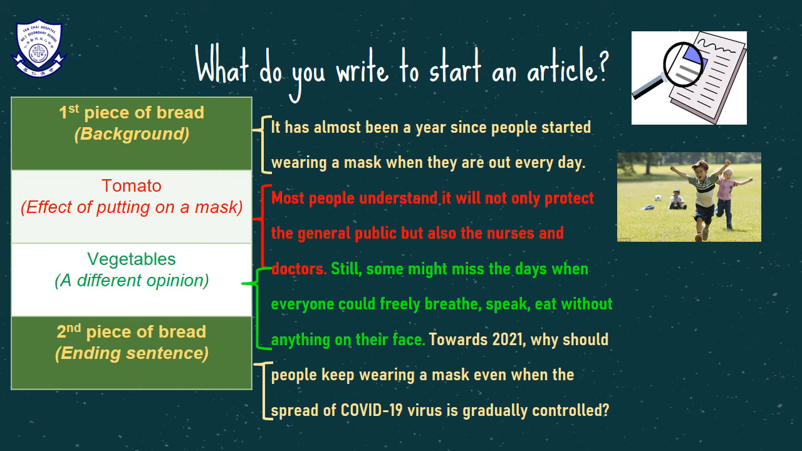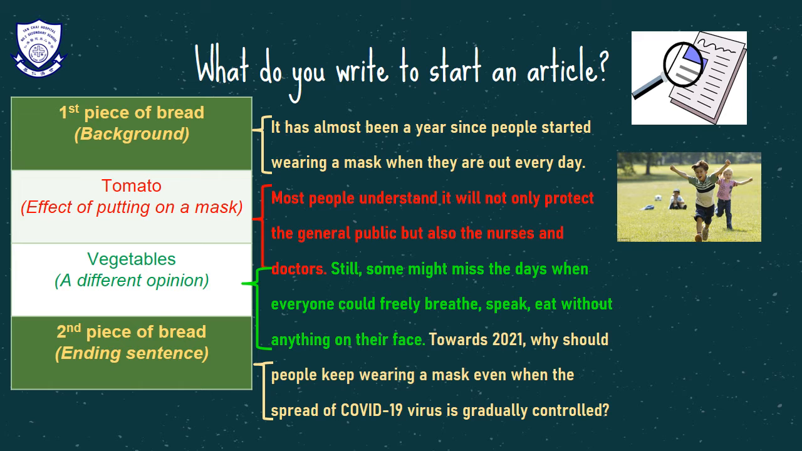What do you write to start an article? So if you read on, you can find this paragraph is about some very updated and concerning issue, and that is whether people should keep on putting a mask every day. So the first sentence is, it has almost been a year since people started wearing a mask when they are out every day.